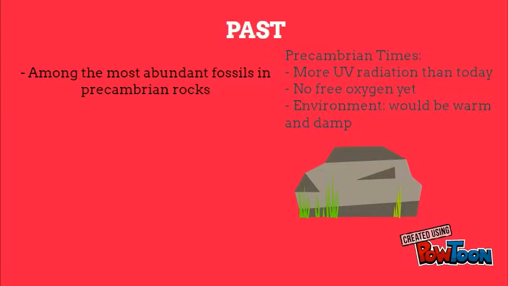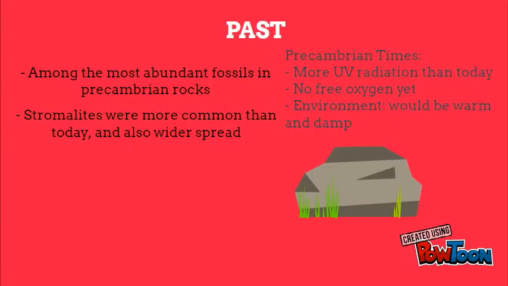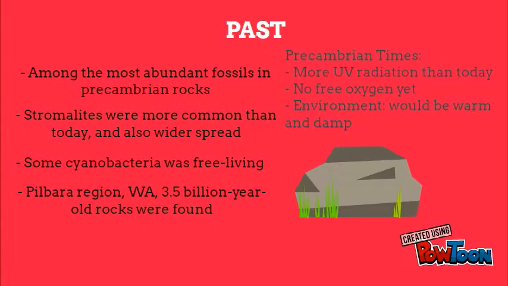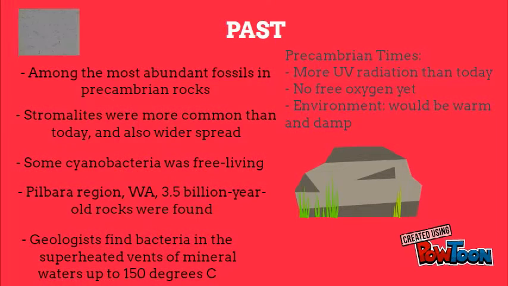Cyanobacteria are among the most abundant fossils in Precambrian rocks, 3.5 billion years old. Some scientists think that they were the only organisms present at this time. Stromatolites, made of cyanobacteria, were more common than today and also more widespread. Some were free-living.